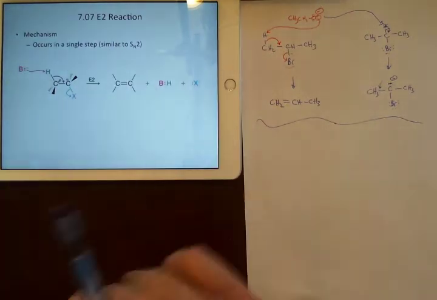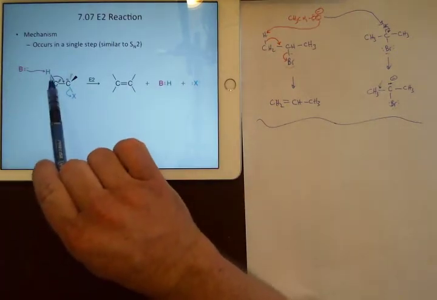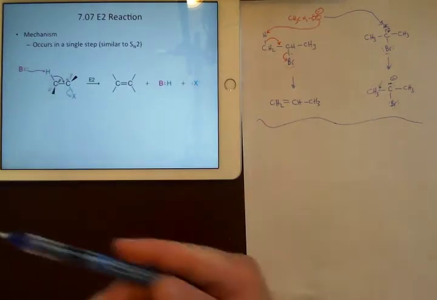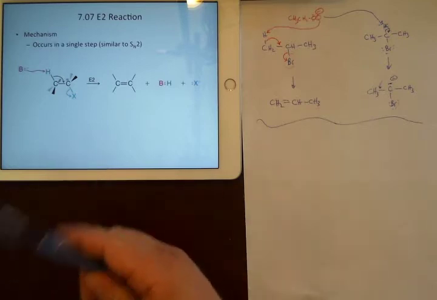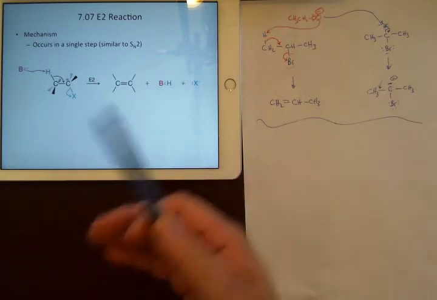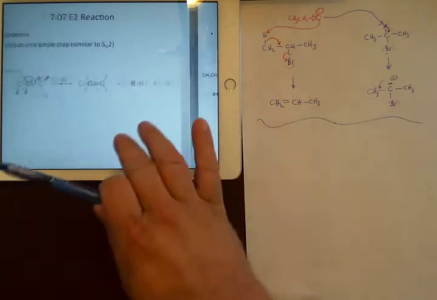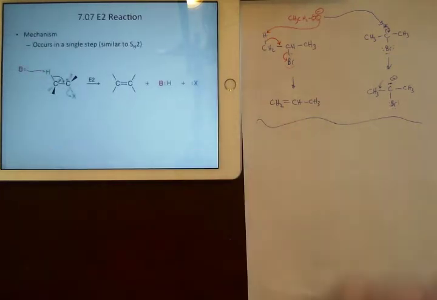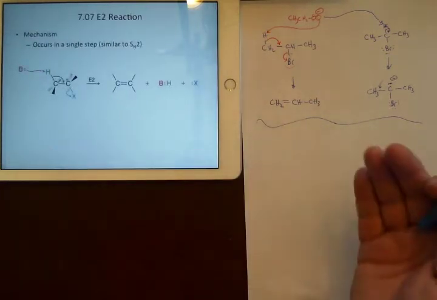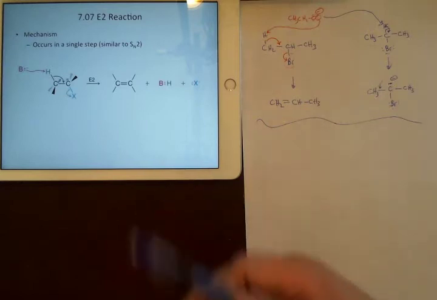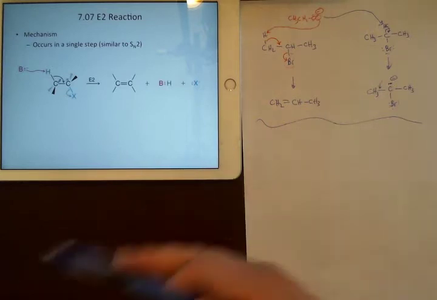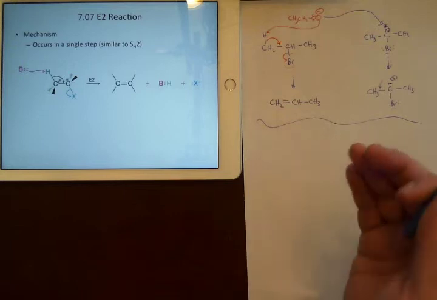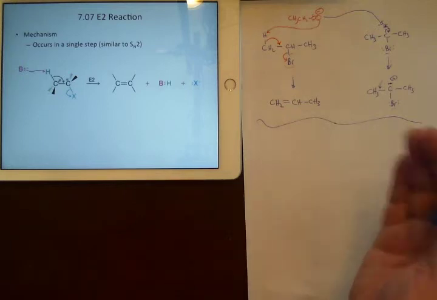Because it occurs all in a single step, the base attacks, collapse, kick away. So if you notice, the SN2 and the E2 all happen in one step. So if we go to an E1 mechanism, which we'll talk about in a minute, that's going to be like the SN1, where it actually happens in two steps. So the 2s happen in one step, the 1 happens in two steps. Go figure.